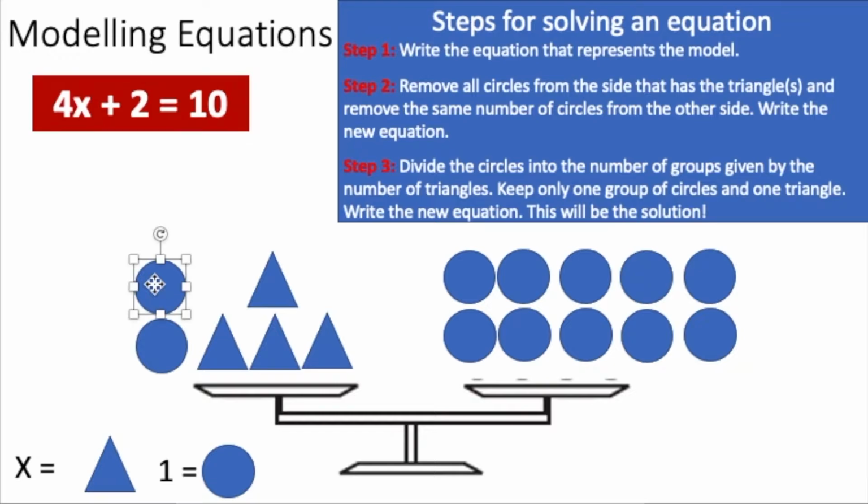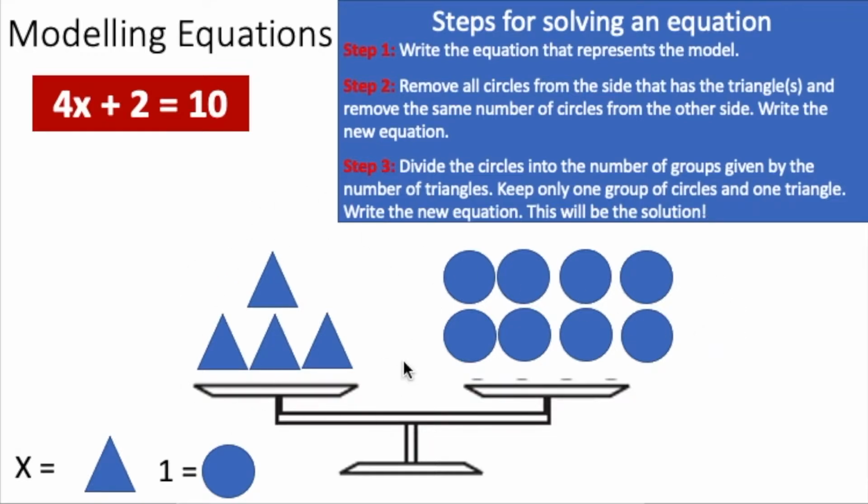So I want to remove them from this side. And if I'm going to remove them from this side, so I'm taking 2 away, this would make it uneven, so the balance would be out of sorts there. So I have to take 2 away from the other side. So now 4 triangles are equivalent to 8 circles. So the new equation for this would be 4x equals 8, because I've removed those.